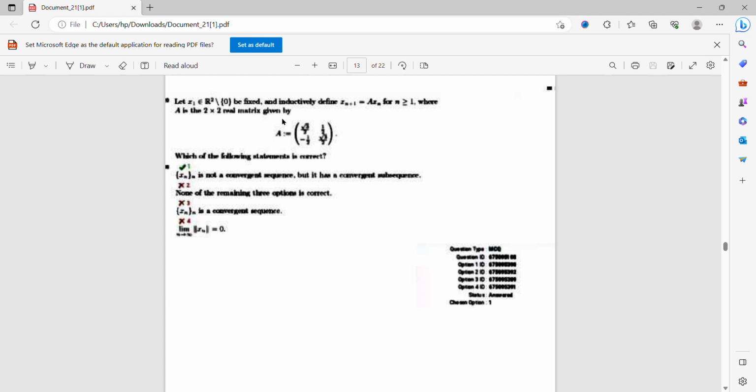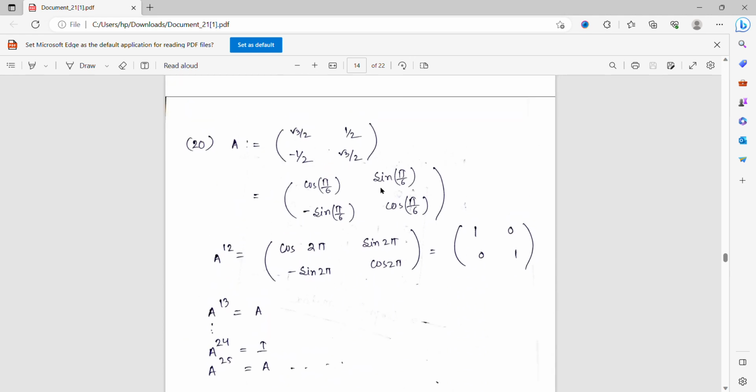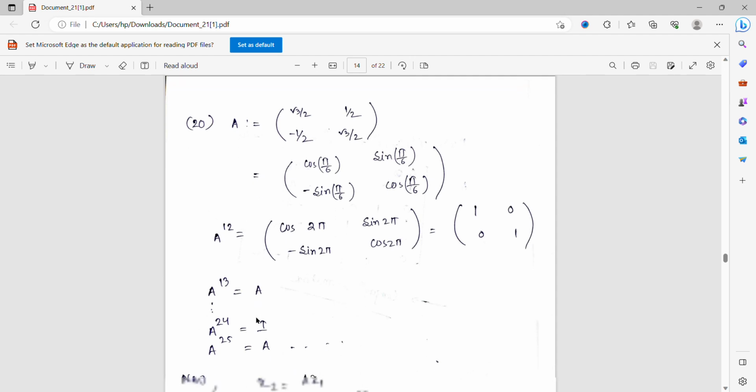If you observe it clearly, then it is a special matrix. It is a rotation matrix. So let's see the solution. It is cos pi/6, sin pi/6, minus sin pi/6 and cos pi/6. Okay. So this is basically a rotation matrix by the angle pi/6. You can easily see that A to the power 12 is basically cos 2pi, sin 2pi, minus sin 2pi, cos 2pi, which is the identity matrix. Then A to the power 13 is basically A.